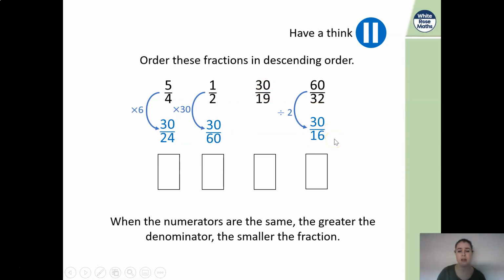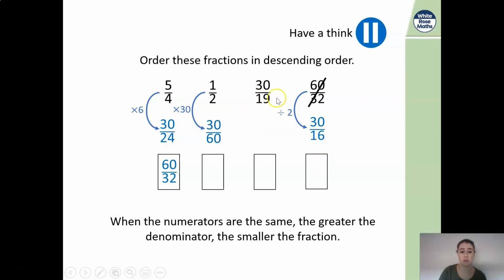Now we need to start with the biggest one. So effectively that means that we need the one that's got the smallest denominator because that means it's going to be the biggest piece of pizza per person. Now I can automatically see here that that's going to be this one. Okay, so it's going to be 30 over 16 because that's only had to be split by 16 people, whereas these have had to be split by 19, 24 and 60 people.